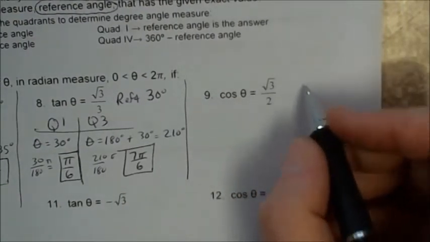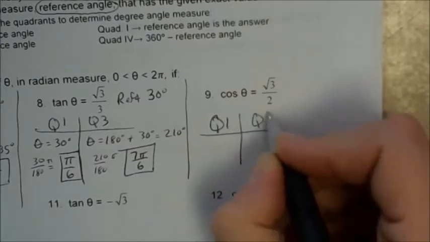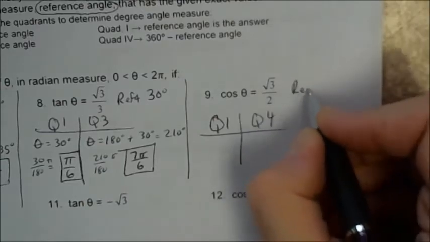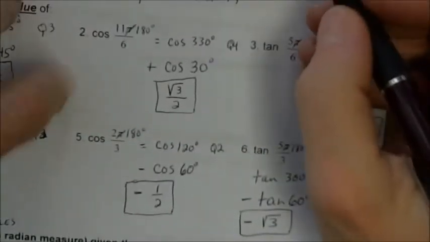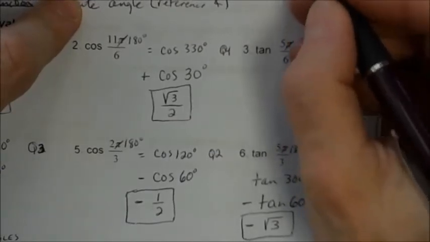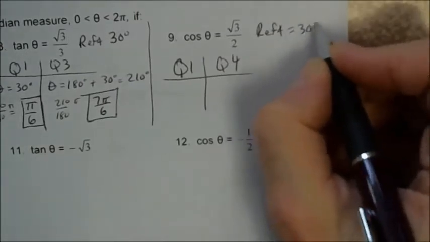Cosine is positive in what two quadrants? It's positive in quadrant 1, and it's positive in quadrant 4, says "All Students Take Chemistry." Well, what is our reference angle? Which angle has a cosine equal to square root of 3 over 2? It looks like it's 30 degrees, square root of 3 over 2. So our reference angle is 30.